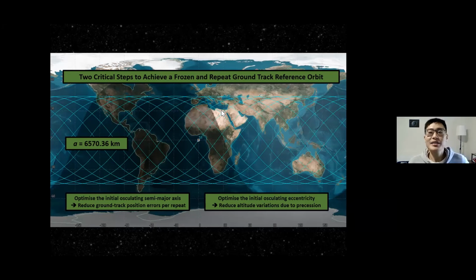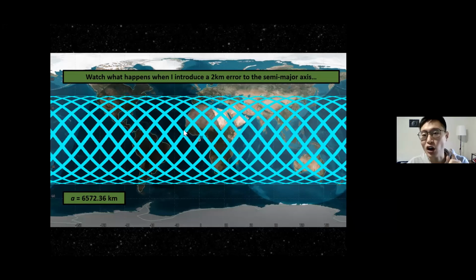So let's see why this is an interesting problem. This particular semi-major axis that we've picked for our orbit is about 6,570 kilometers. But let's say I launched 2 kilometers higher, with 2 kilometers of error. Then my ground track starts to look like this. So this is not a bolded ground track. This is a bunch of ground tracks being lumped together.